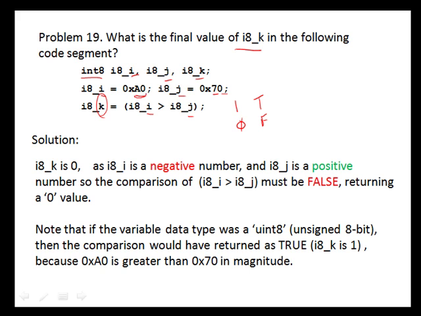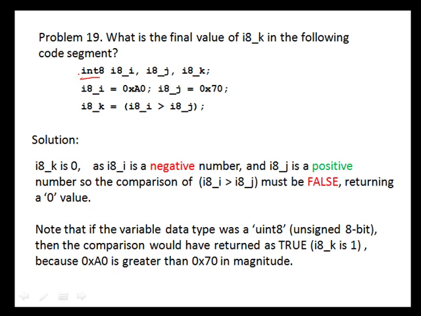Well, i is a value A0. That is a negative number because its most significant bit is a 1. j is a value 70. That's a positive number because its most significant bit is a 0. A negative number is not greater than a positive number, so this comparison is going to be false. So the final value of k is going to be 0.